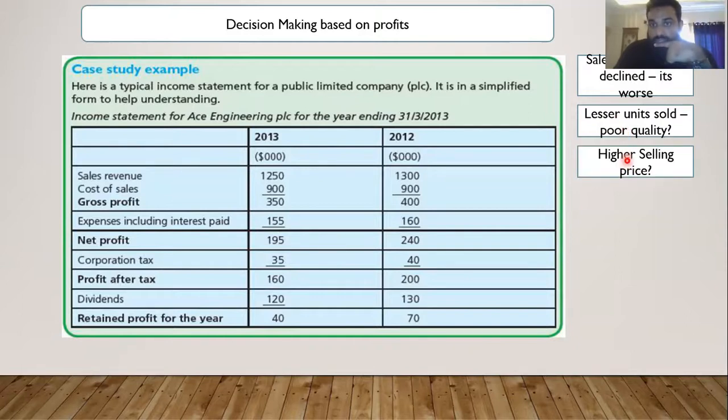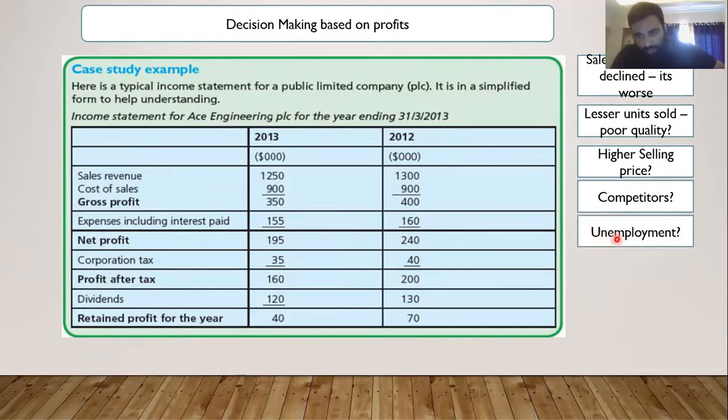Or maybe the business has charged a higher selling price. Sometimes you charge a higher selling price, and your sales revenue goes down, because if you increase the price, your customers can go to the competitors. Maybe there is a new competitor and the customers are going to the competitors and we are losing our sales. In this case study, they are not giving us the exact reason, but as managers, we have to investigate and find out the real reason behind the decline in the sales revenue.